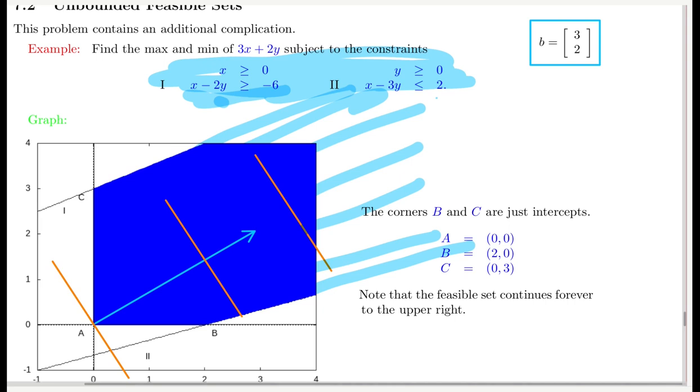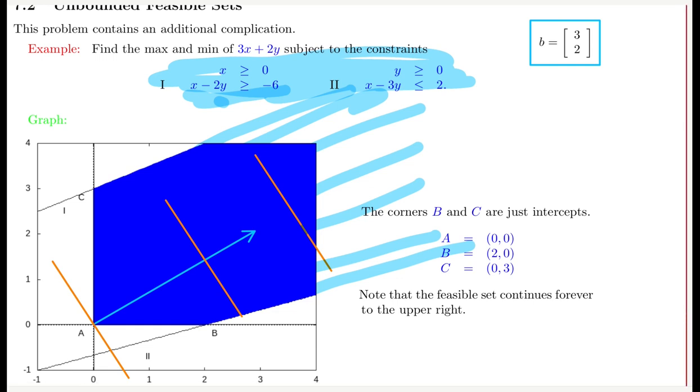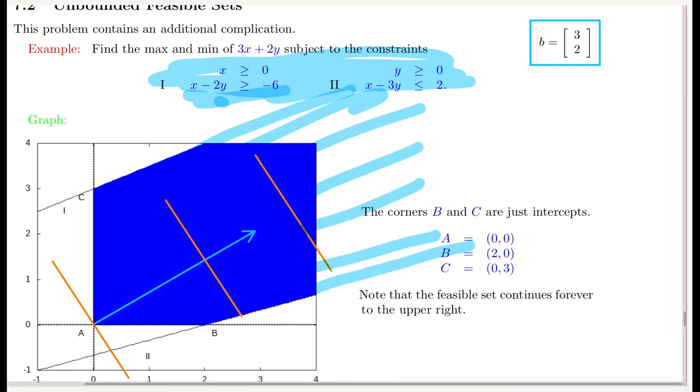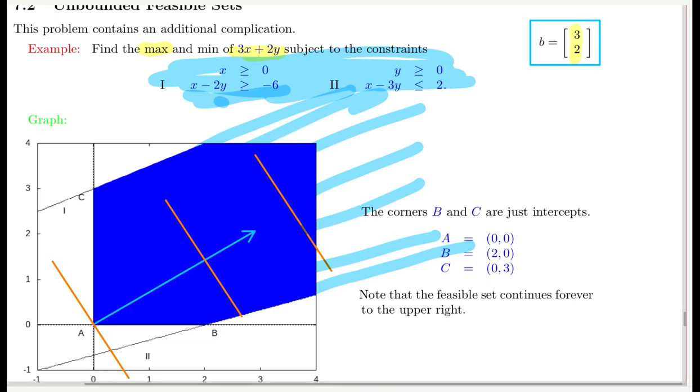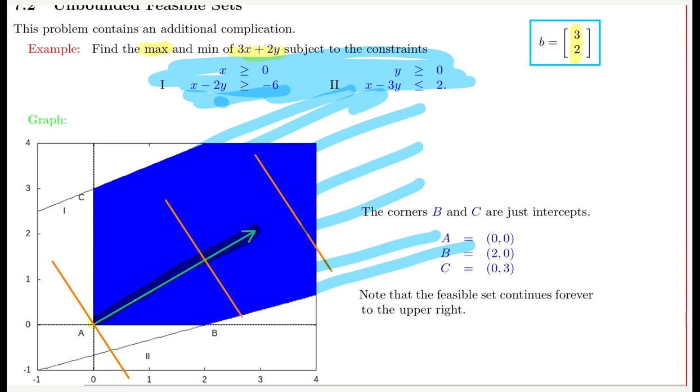Now, as you might imagine, with an unbounded feasible set there might not be an optimal value. There might not be a max or a min. For example, suppose we're trying to find the max of 3x plus 2y. If the objective function is 3x plus 2y, that means our vector b is (3, 2). And here I've graphed the vector (3, 2), so it points that way.